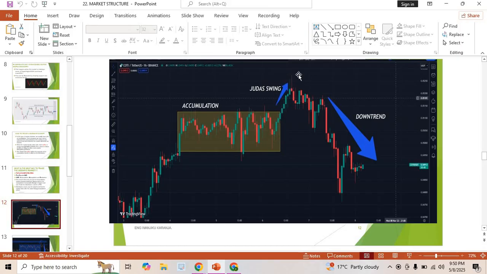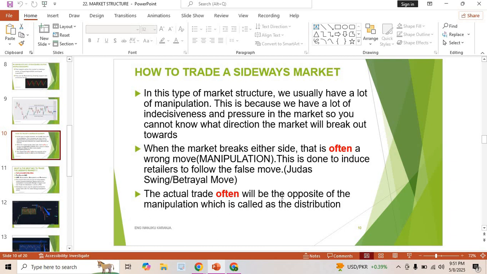So it will lie to you or to the retailers that the buyers have overcome the sellers and they've pushed the price like that. But in real sense, the actual trade is a downtrend. So what do we call this? Accumulation, manipulation. Then this is what? Distribution. I'll repeat again. We are having accumulation, the choppy market. The Judas swing is what you call the manipulation, and the actual trade is what you call the distribution. AMD, the classic AMD, accumulation, manipulation, and distribution. So the actual trade will be the opposite of the manipulation, which is called the distribution.